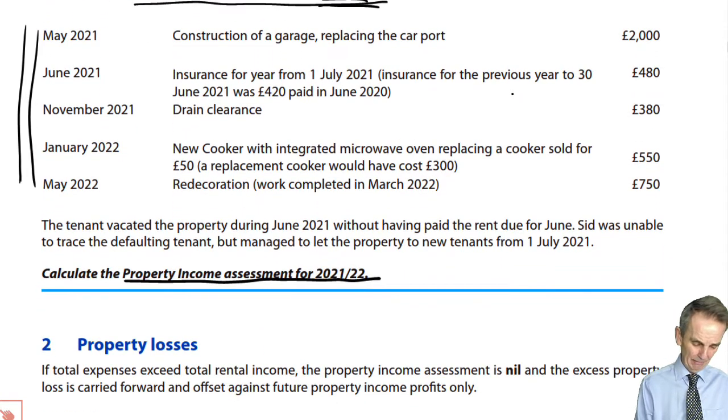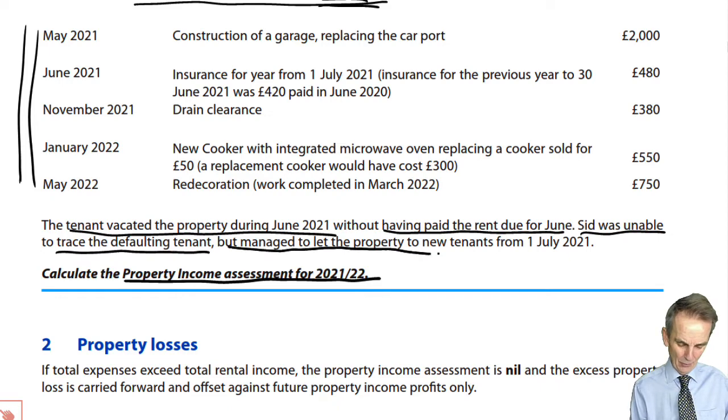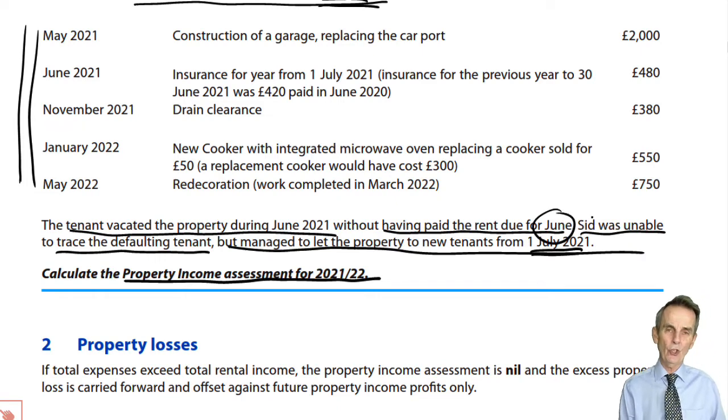Further notes to this. The tenant vacated the property during June 2021 without having paid the rent due for June. Sid was unable to trace the defaulting tenant, but managed to let the property to new tenants from the 1st of July. So we've got 1 month of June where there was no rental income. The rule here is that that will be an allowable deduction. Although the rental income was not received, you're going to get automatic bad debt relief here.